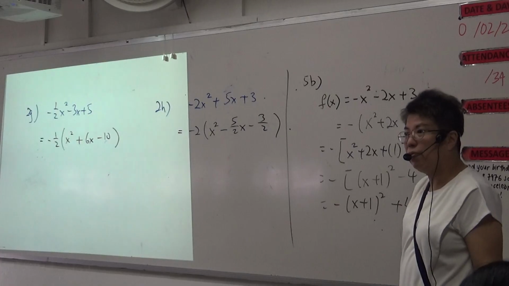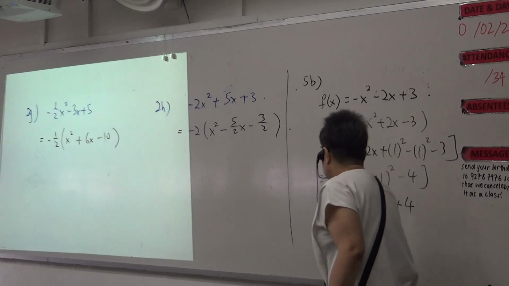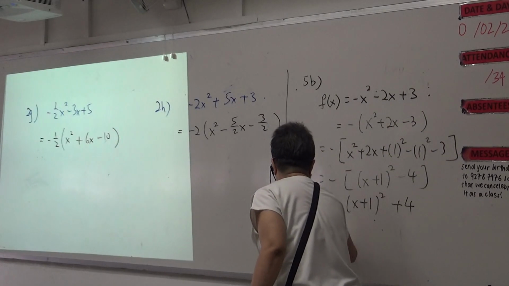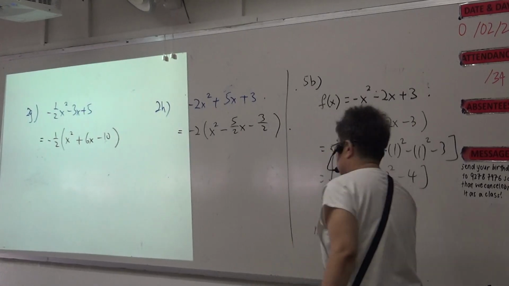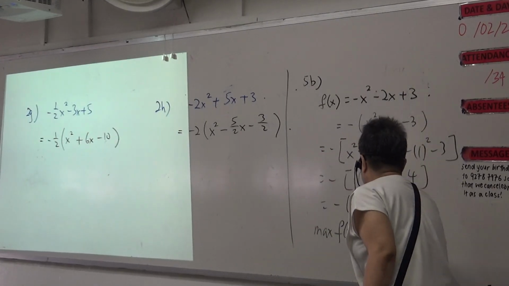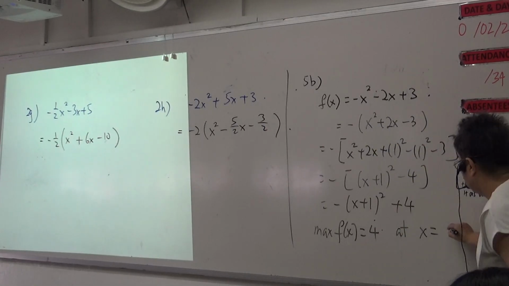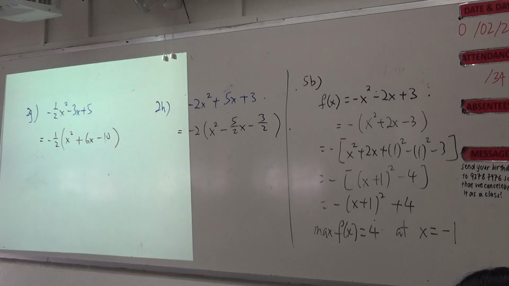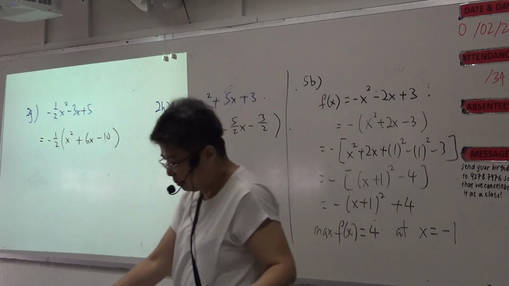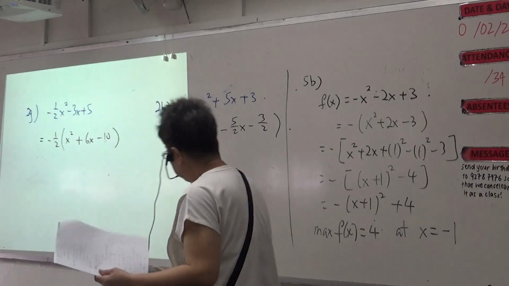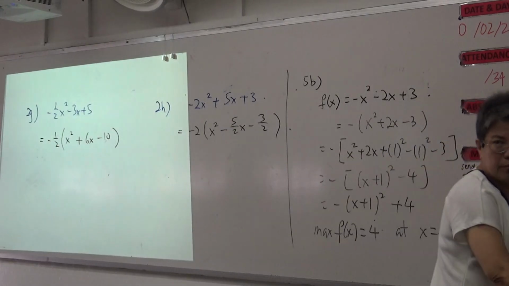So it's a maximum curve, right? So what's the maximum value? Maximum f(x) is 4, right? At where? At x equals to what? -1. Correct now? Yes. Okay, good. Then, the next one.